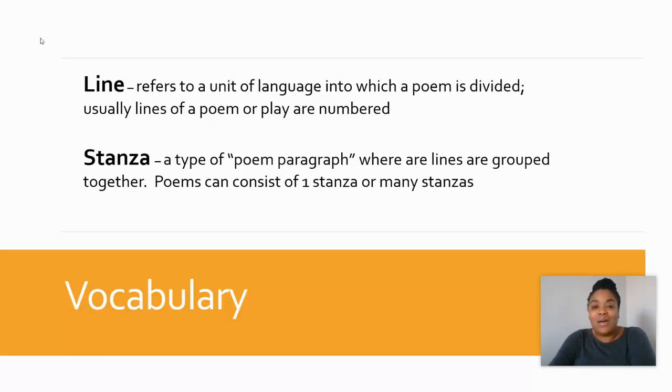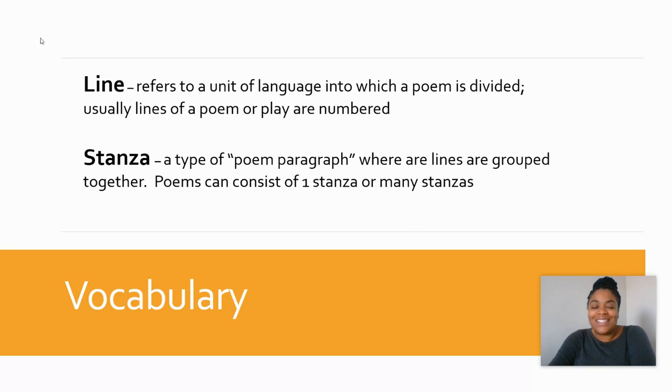Scholars, we will have the same vocabulary for today's lesson. Our vocabulary terms are line. What word? Line refers to a unit of language into which a poem is divided. Usually, lines of a poem or play are numbered. The word is line. What word?